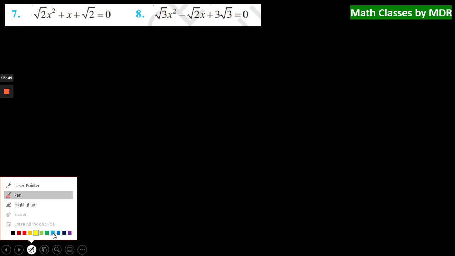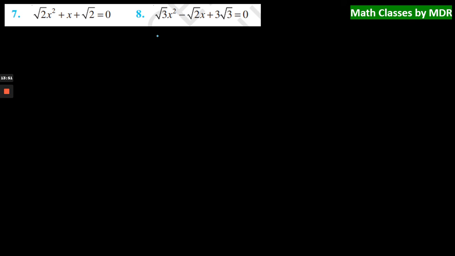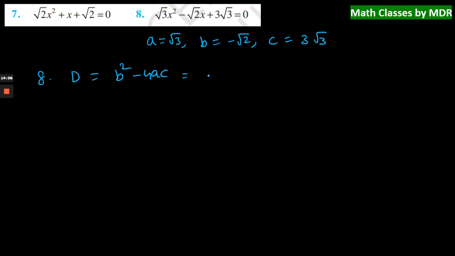For the eighth one, a is root 3, b is minus root 2, c is 3 root 3. They are the values. So let us try to find out the discriminant first. b squared minus 4ac, right? What is b squared? Minus root 2 whole squared, minus 4 into root 3 into 3 root 3. Right? So what do you get here?